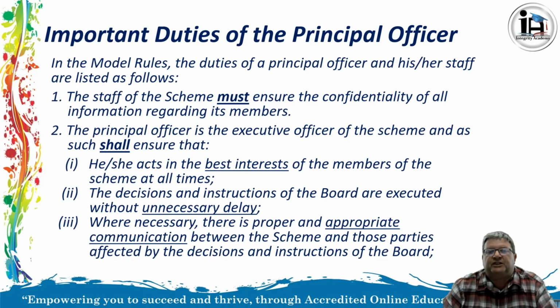So in the model rule, the duties of a principal officer and his or her staff are listed as follows. Number 1, the staff of the scheme must ensure the confidentiality of all information regarding its members. It's very important. They must keep the members' information confidential. 2, the principal officer is the executive officer of the scheme, and as such shall ensure the following: that he or she acts in the best interest of the members of the scheme at all times, not negotiable.